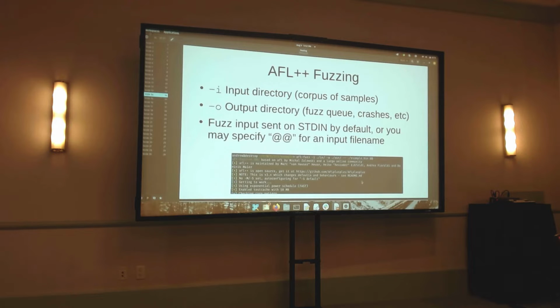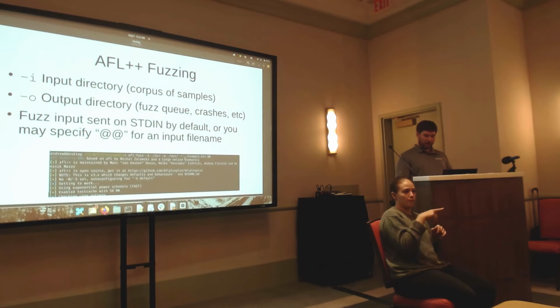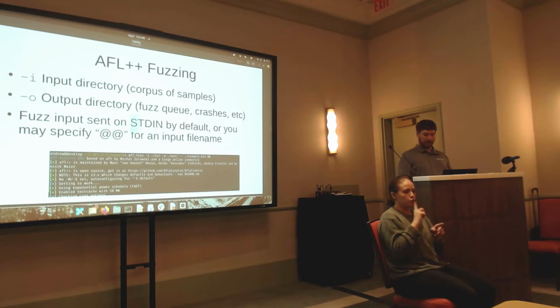So that's the fuzz queue, right? As it's collecting new samples from the coverage information, it's going to store them there. Also crashes, also hangs. So if the program just stops, doesn't run any further, it'll store an example of that in the output directory. And then following that, the syntax is you just add the program as if you were running it normally and use the term @@ as a replacement for where you want your input file name to be provided. By default, fuzz input is going to be provided on standard in, but in our case, since we're providing it an input file name instead, we're going to use @@.